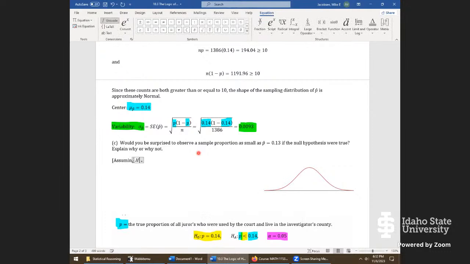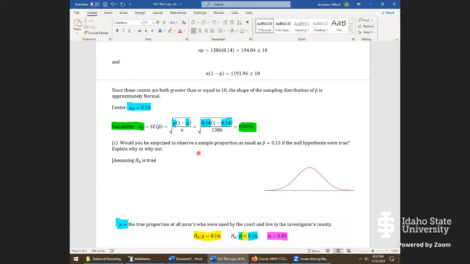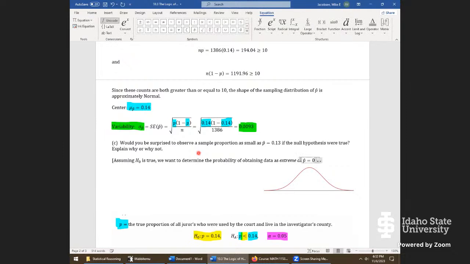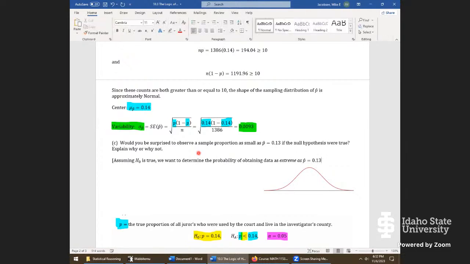Assuming H naught is true, we want to determine the probability of obtaining data as extreme. Let's put some italics on that. As extreme as p hat equals 0.13 or more extreme. That's what a p-value is really trying to assess. What is the probability of getting a 0.13 if the true proportion was 0.14?